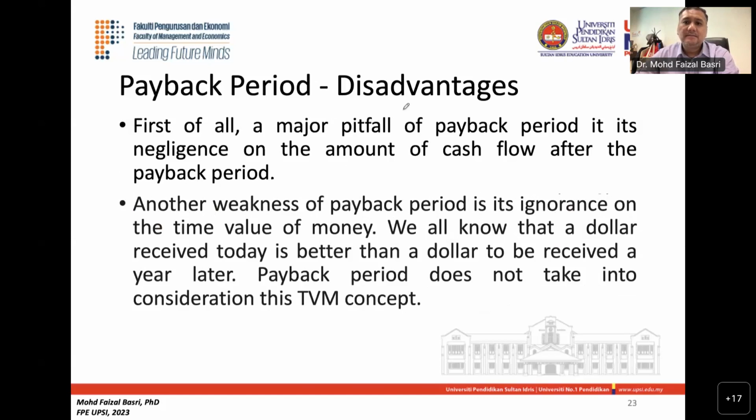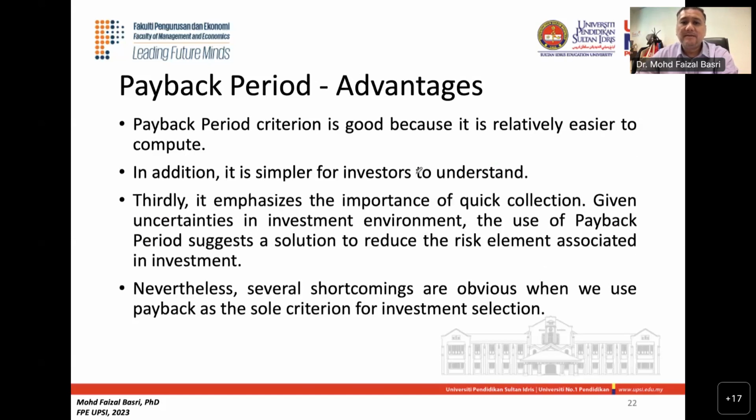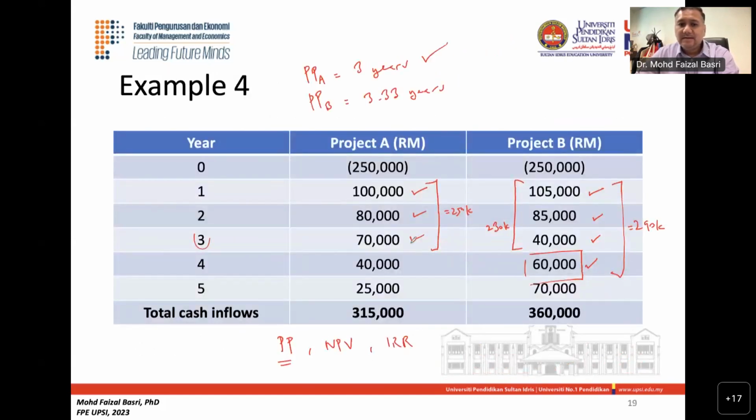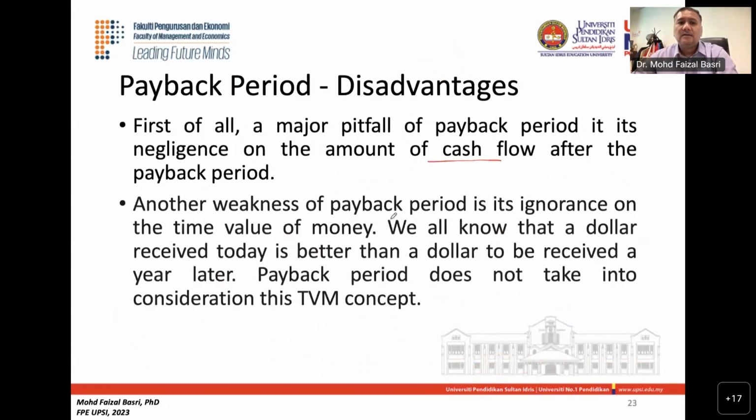drawbacks. The major one is the negligence of the amount of cash flow after. They don't care about what comes after the payback period, especially this part. Look, for example, for project B, the returns are even higher towards the end, after they recover the cost. Unlike these two, the return is quite lower as compared to project B. So they totally ignore this information because we just want to know how fast, and focus on the earlier parts of our returns only.